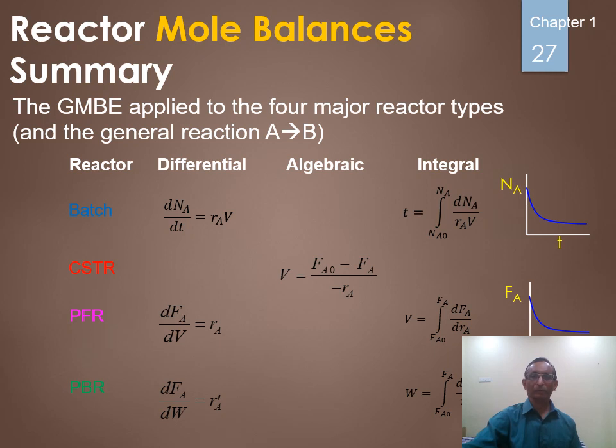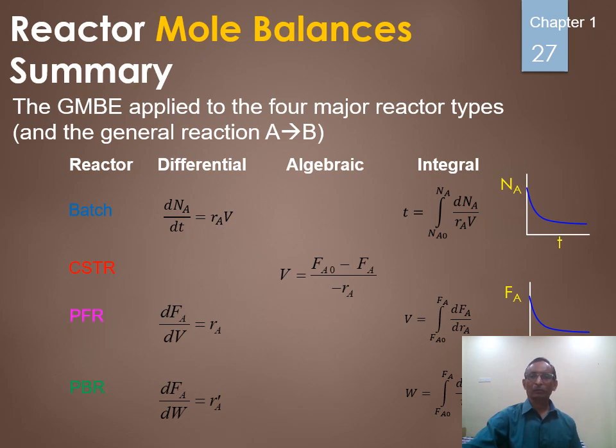For the CSTR, the volume of the reactor is identified as FA0 minus FA divided by RA. The time required in the batch reactor is found by integration, so the integral formulas are very, very important. To find the time, we use the integral formulas. For the plug flow reactor, we use the integral formulas. For the PBR, we use the integral formulas. These integral formulas are used to find the time, the volume, and the weight of the catalyst. It is simple to find the volume if you know the rate.